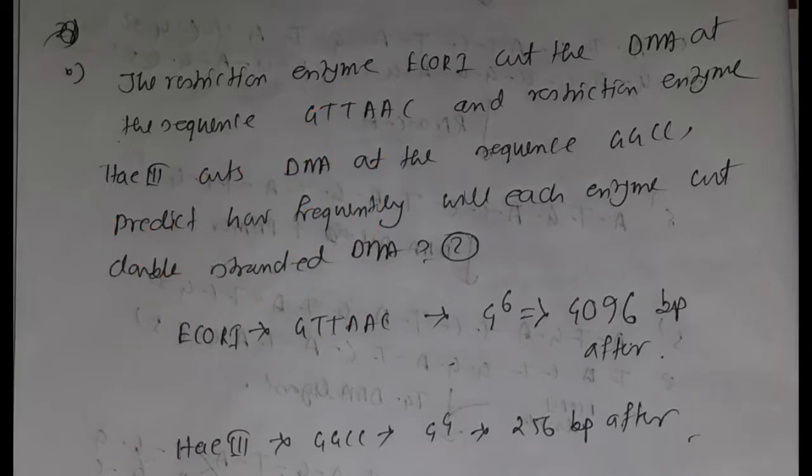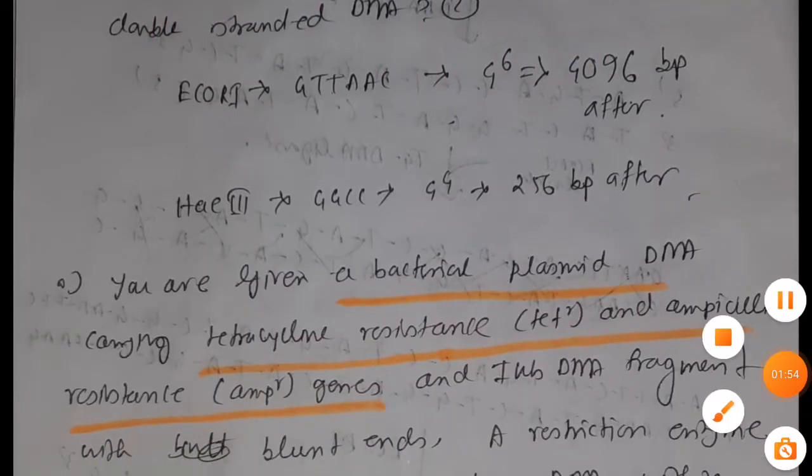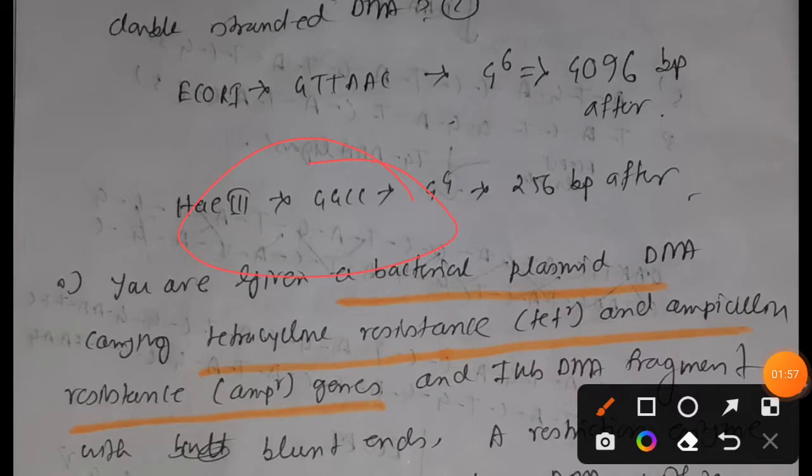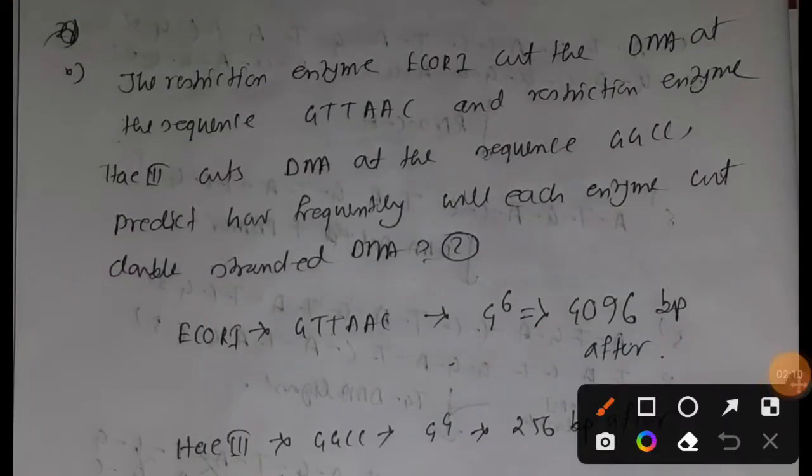As EcoR1 recognizes a 6 nucleotide recognition site, there will be a recognition site for EcoR1 every 4096 base pairs. Similarly, as HAE3 is a 4 base pair cutter, it will have one recognition site after every 256 base pairs.